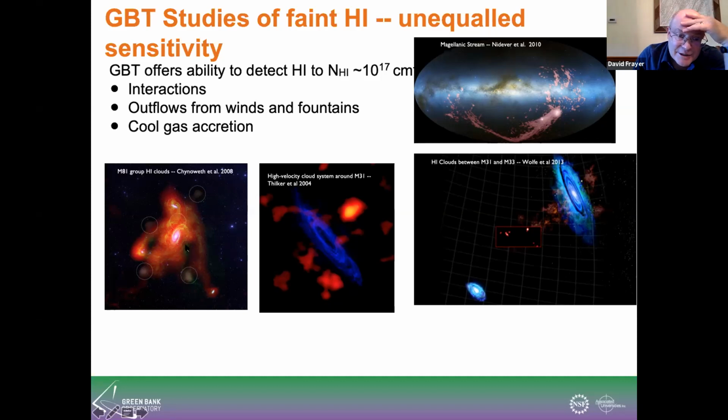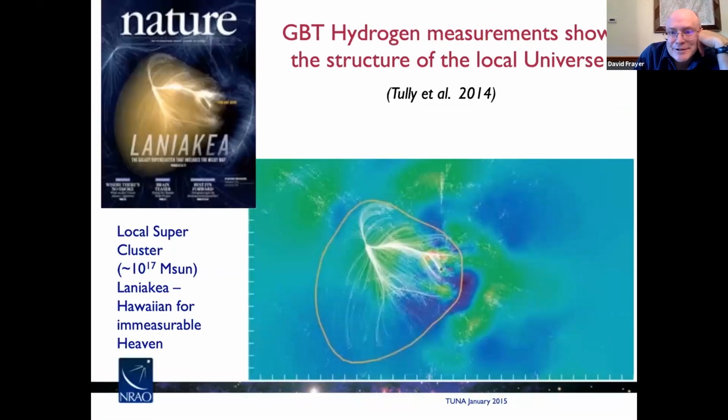So you can see gas in groups of galaxies, high velocity systems, clouds falling in or being pushed out, and clouds, tidal debris potentially connected between galaxies, and streamers. Here's the Magellanic Stream. This is just a result, it's a little outdated, but it's still a cool little result by measuring all the galaxies in the local universe, and you can get the kinematics, and you can actually get a sense of the local large scale structure of the universe.